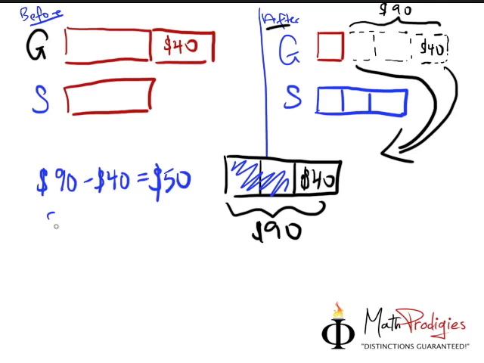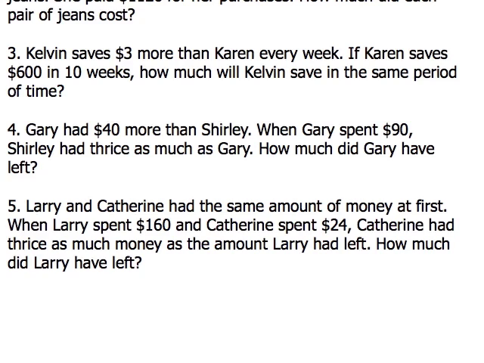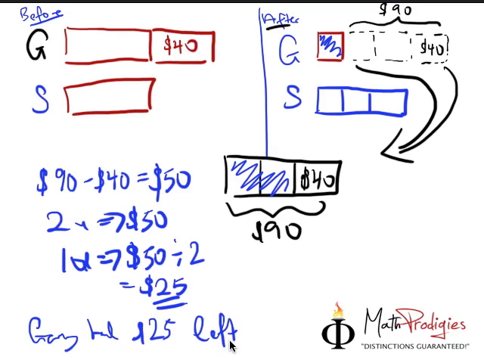That means 2 units is equal to $50. Good job. So how do you find 1 unit? 1 unit is equal to $50 divided by 2. So you get $25. The question is asking how much did Gary have left after spending. Gary had 1 unit left, and 1 unit equals $25, as we have found out. So Gary had $25 left. That is the answer. And that's it. So simple, yeah?